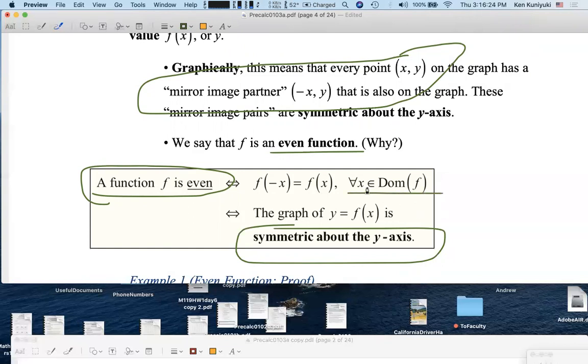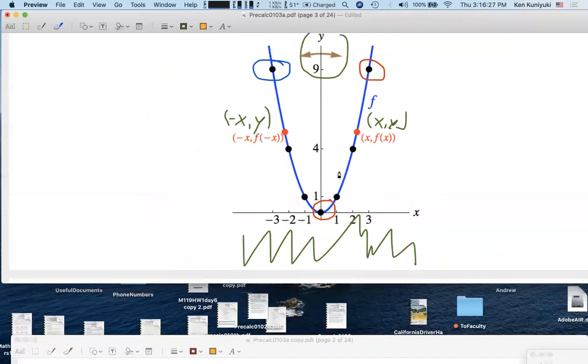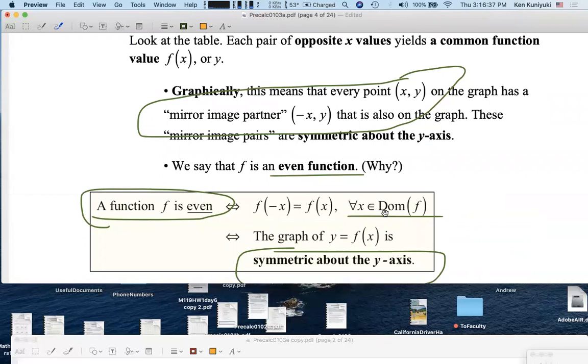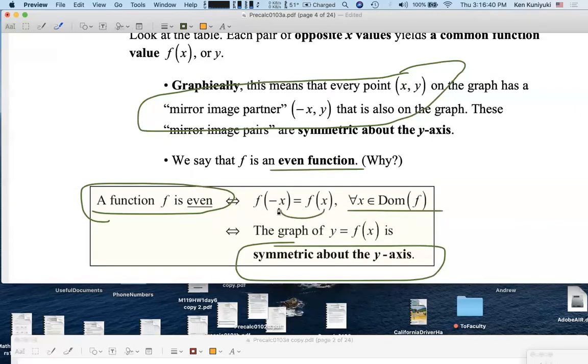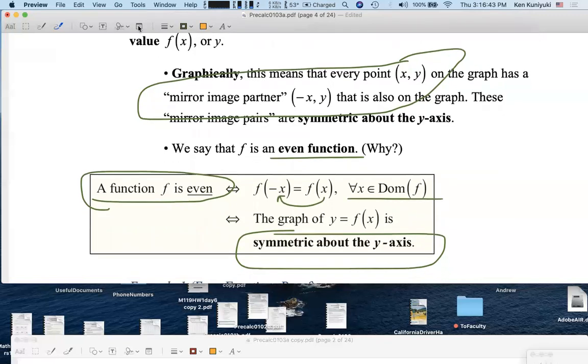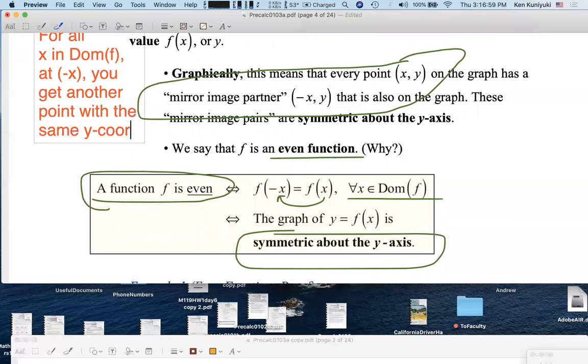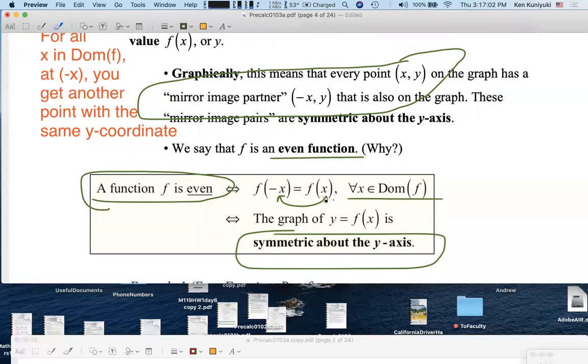So in other words, anytime you have an x-coordinate where we have a point on the graph, here the domain is all real numbers. So we have points with all real numbers as x-coordinates, all right? But every time you have an x-coordinate in the domain, you're going to get a point on that graph. And then at the opposite value of x, you're going to get another point with the same y-coordinate. Again, for all x in the domain of f, you get a point with a y-coordinate, and also at its partner, opposite of x, you get the same y-coordinate.